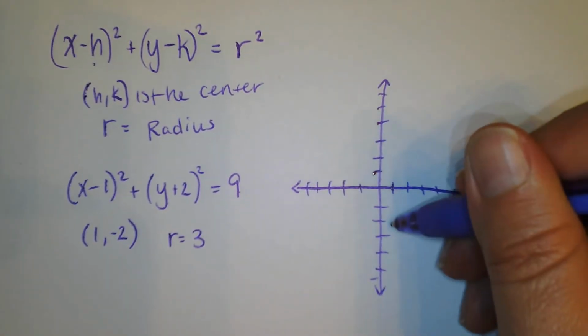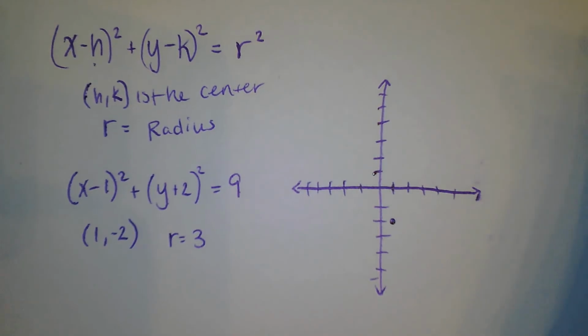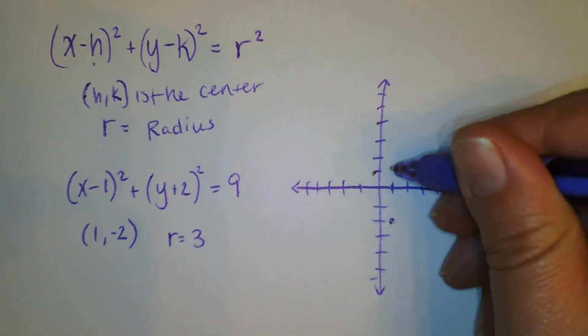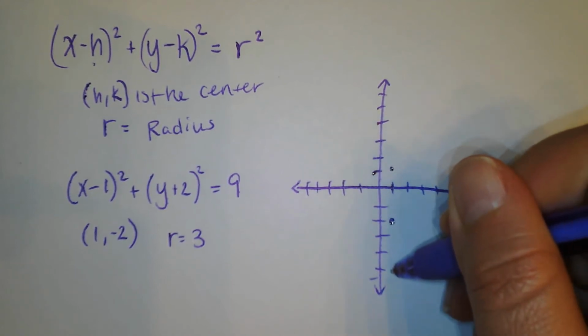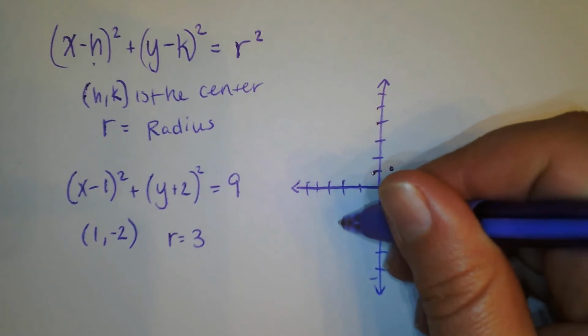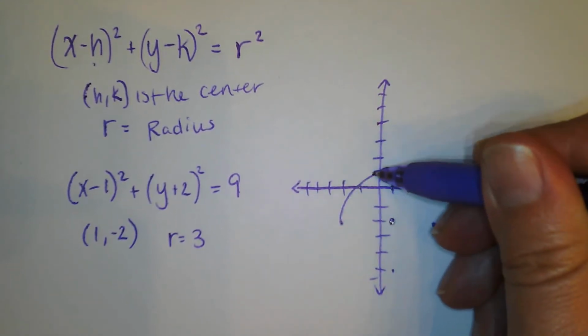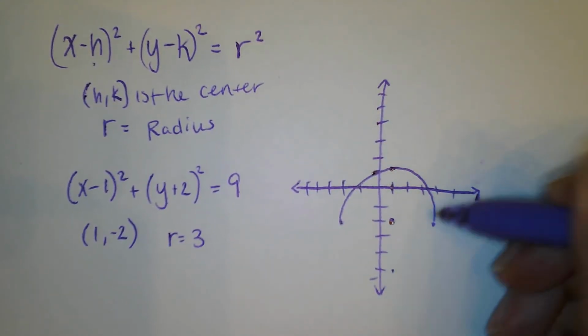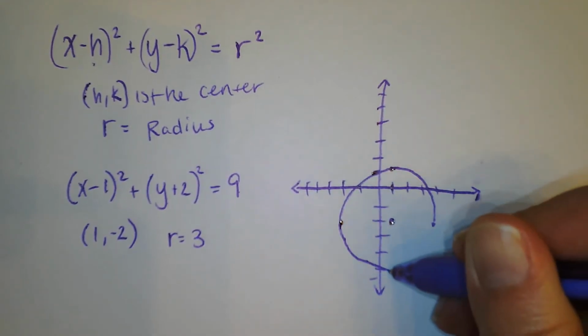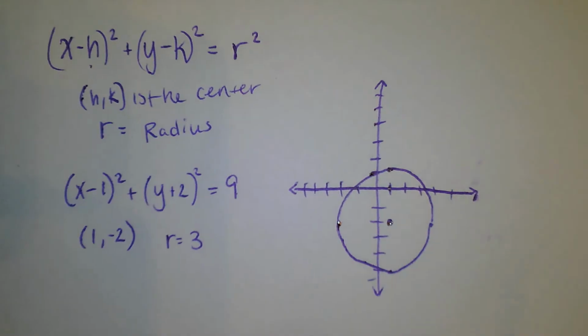(1, negative 2) is the center. And in order to graph this, I'm going to graph a radius of 3 up, 3 down, 3 to the right, and 3 to the left. And we're going to, well, that doesn't look like a circle. But you do the best you can. Well, that's pretty bad. But you get the point.